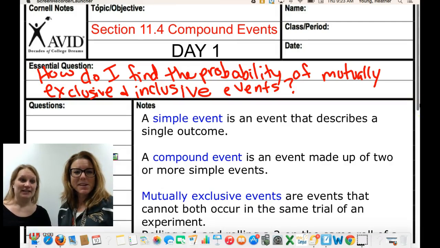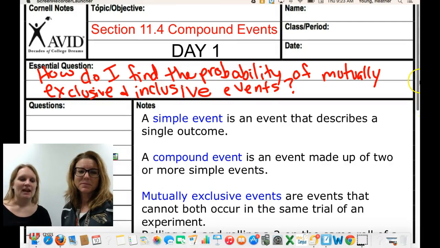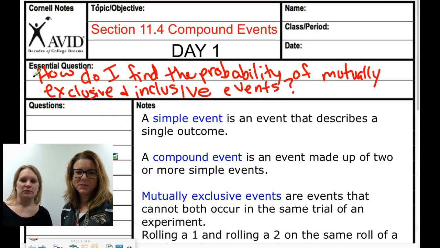So today is day one of two days, obviously. Our essential question is, how do I find the probability of mutually exclusive and inclusive events? And we'll talk about that.